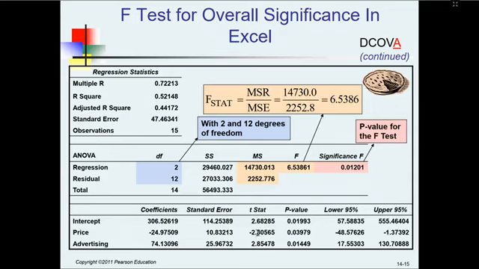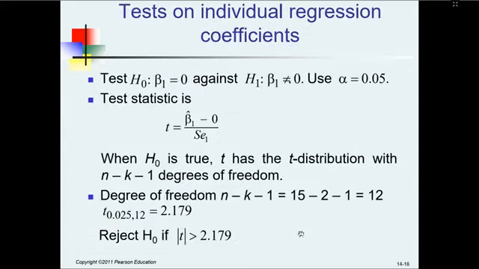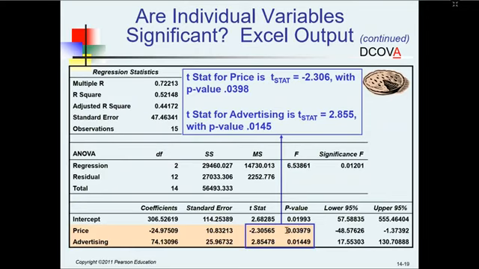Rejecting H naught means that price is contributing significantly to the prediction of sales. Or we can say that because the p-value here is less than 0.05, we can also use the p-value. Because the p-value is small, that also means we are rejecting H0, which means the price is contributing significantly to the prediction of sales.